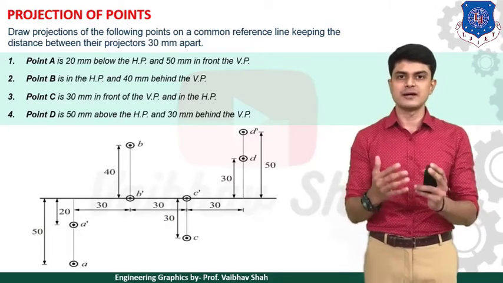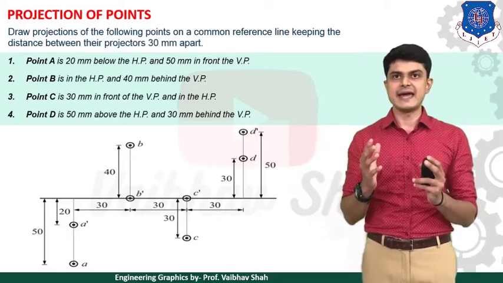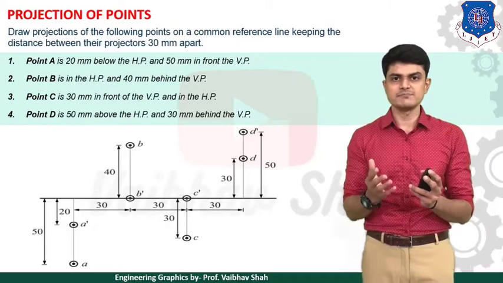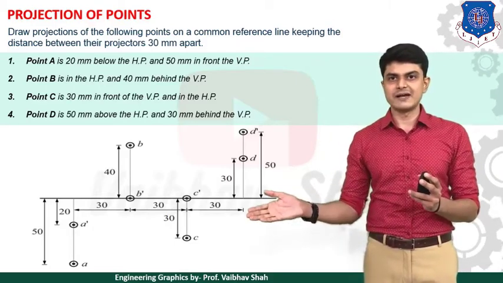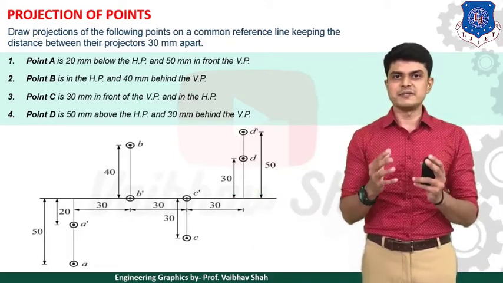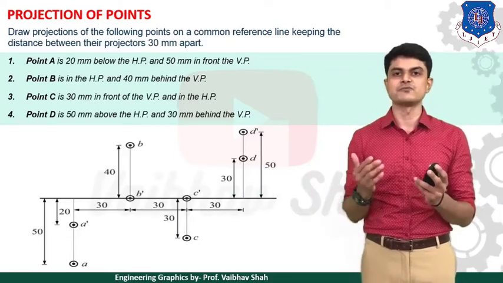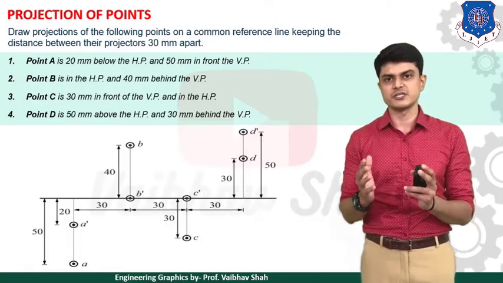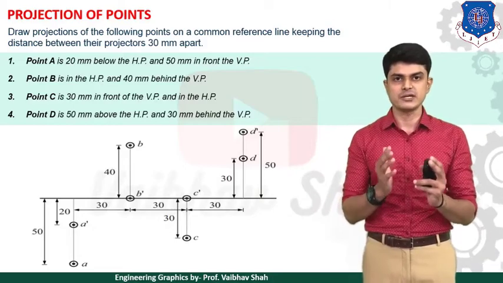Then let us move to a third example, which is what? Point C is 30 mm in front of VP and in HP. In front means below XY line. So we'll have your point C below the XY line, which would be 30 mm below the XY line, and the point is in HP, which means your point C dash would be on the XY line itself. As you can see, point C dash would be on the XY line itself. And you need to keep the distance between these two projectors of B and C 30 mm, as you can see. So you need to maintain that distance once again.